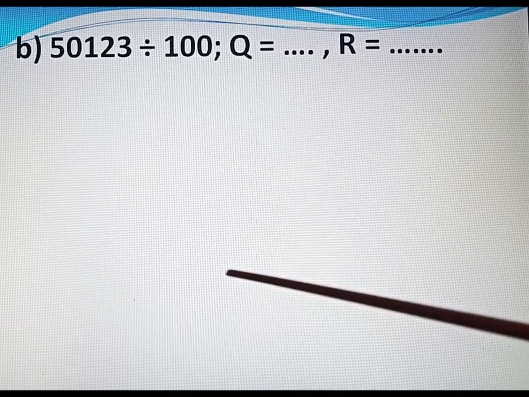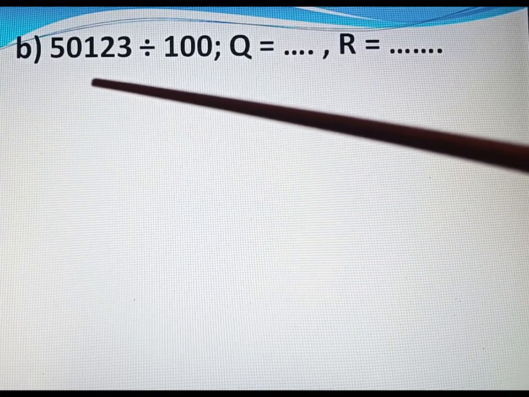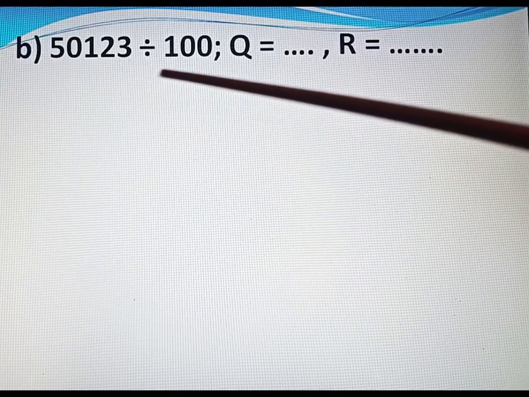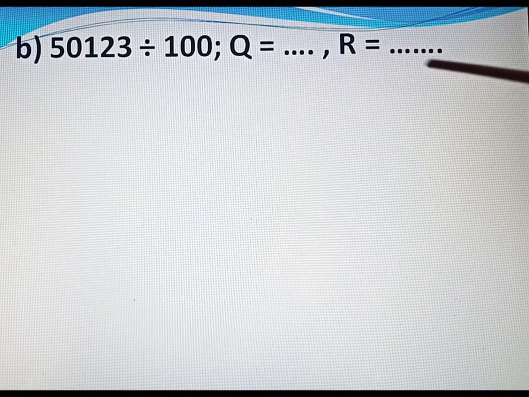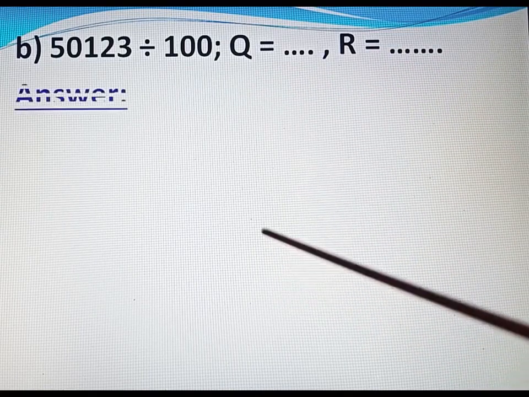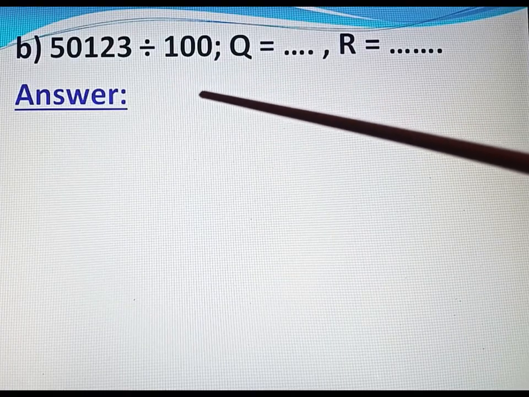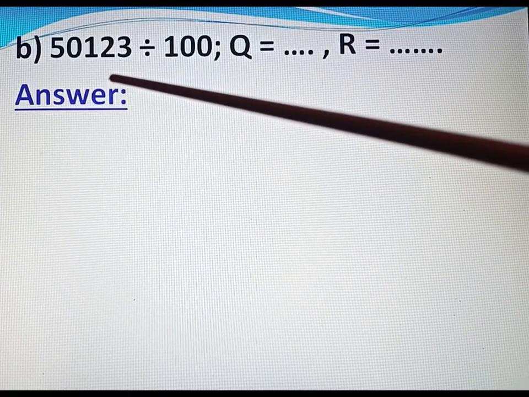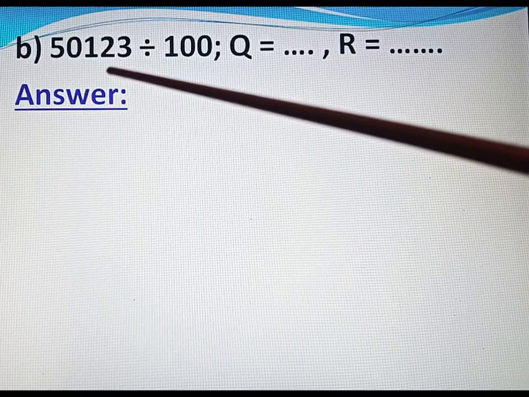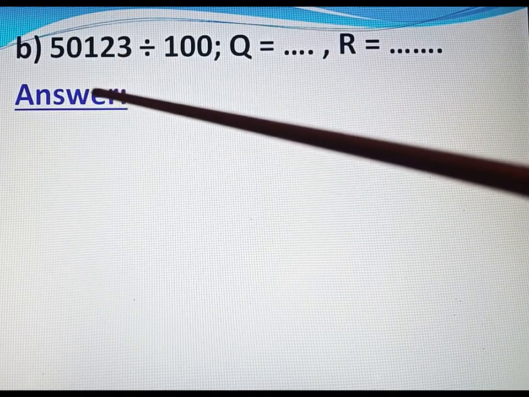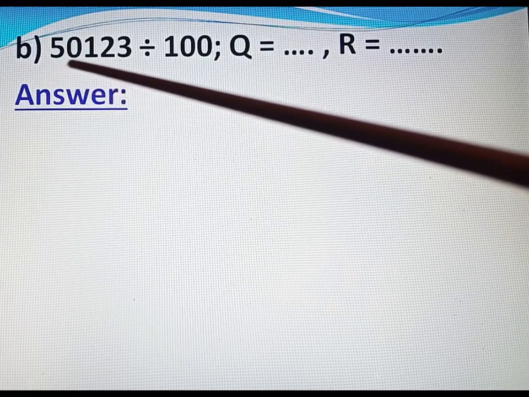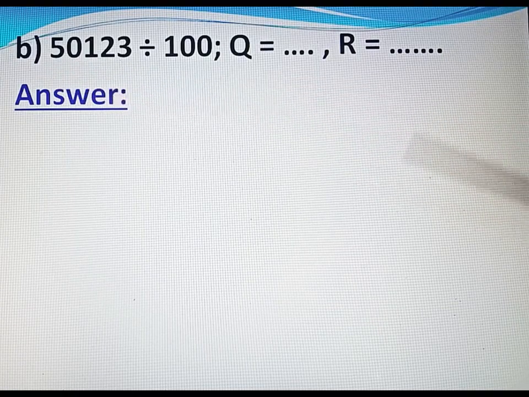B part, 50,123 divide 100, quotient equal dash, remainder equal dash. See, if 100 is the divisor, then the number formed by the last 2 digits in the dividend, that is 23, is the remainder, and the number formed by the remaining digits, that is 501, is the quotient.